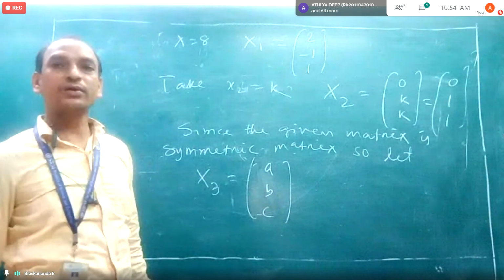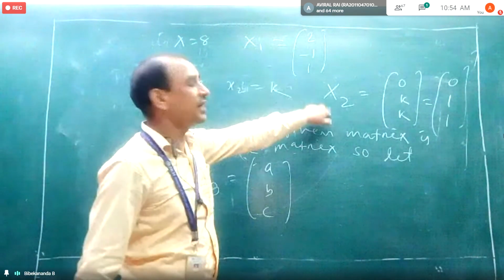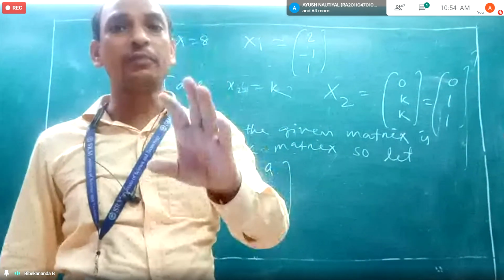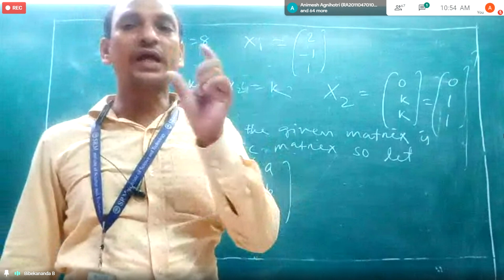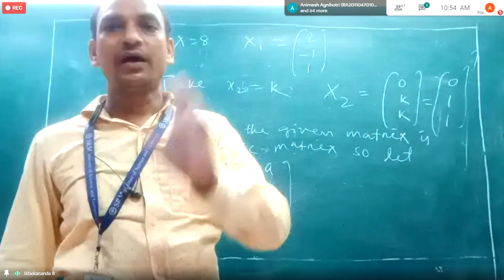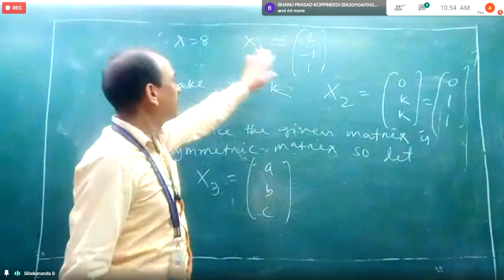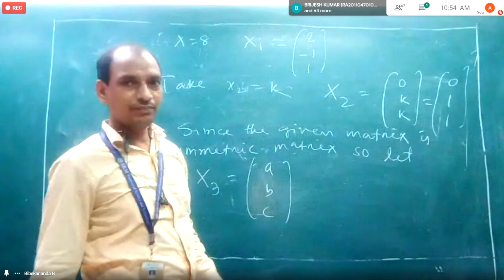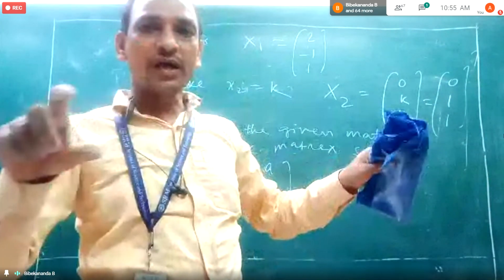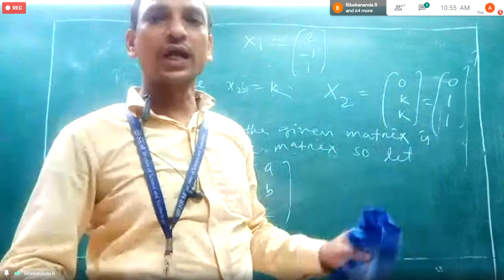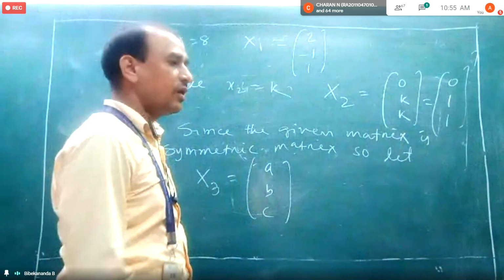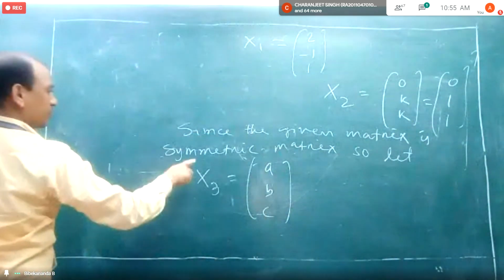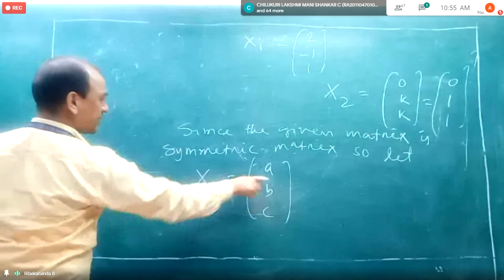Now we will use the orthogonal property with x1 and x2. Remember, all the eigenvectors of a symmetric matrix are orthogonal. So x1 is orthogonal to x2, x1 is orthogonal to x3, x2 is orthogonal to x3. If it is a symmetric matrix, all the eigenvectors are orthogonal to each other. So let us consider x3 equal to (a, b, c).